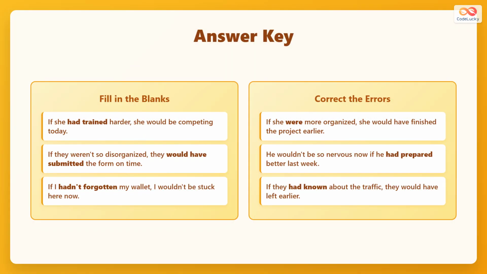Here are the correct answers. If she had trained harder, she would be competing today. Past perfect for past condition, present result. If they were not so disorganized, they would have submitted the form on time. Present condition, past result. If I had not forgotten my wallet, I would not be stuck here now.